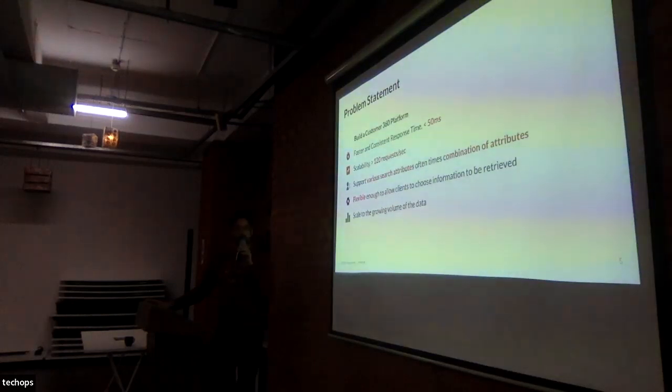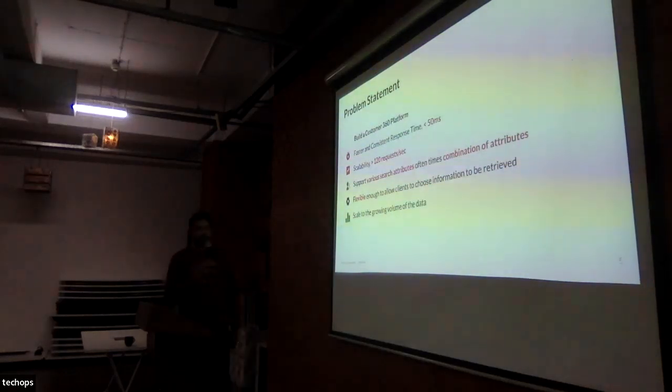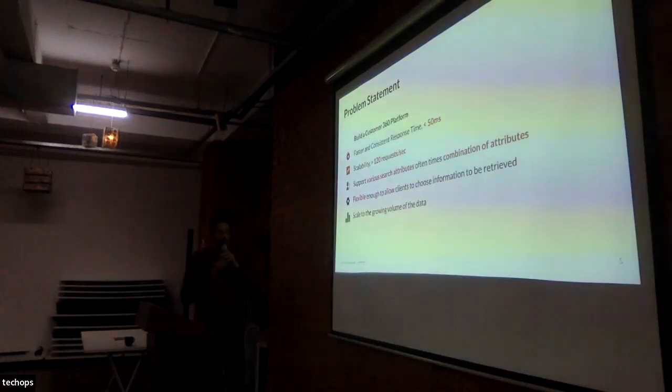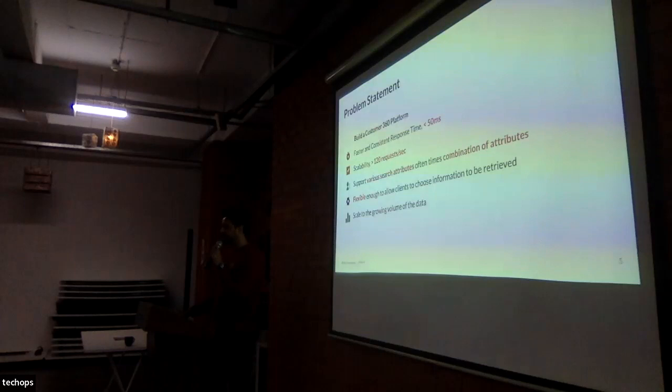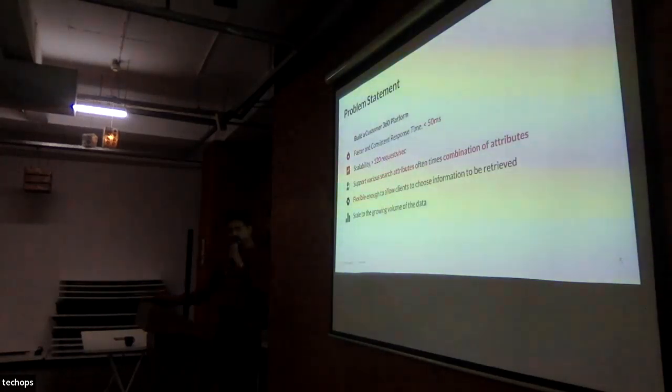This is important to know because your choice of database can also depend on these requirements. If your database is not able to cater to some of these requirements, then it's of no use, right? So understanding these things beforehand is also extremely important while choosing a database. And it should be flexible enough to allow clients to choose information to be retrieved, right? Because customer 360 profile can have a lot of information and not each and every system is interested in all the information. So we also wanted to provide some flexibility there, right? And of course, the API should scale to the growing volumes of the data.